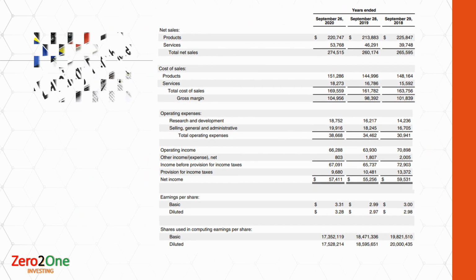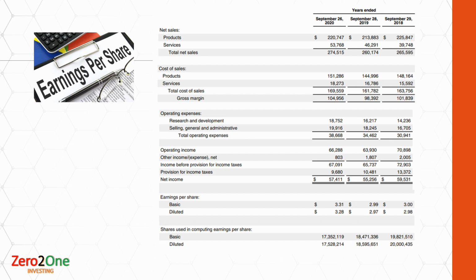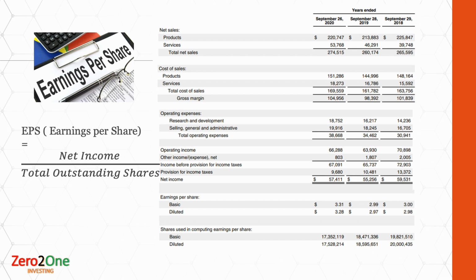Now let's look into the next section, which is the earnings per share. It's also known as the EPS. The formula to calculate the EPS is we take the net income number from the line above and divide it by the total outstanding shares which the company has in the public, and we get the earnings per share.